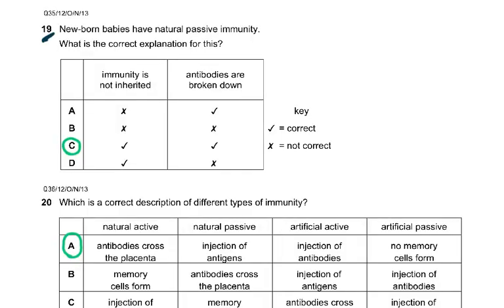Question 19. Newborn babies have natural passive immunity. What is the correct explanation for this? When a newborn baby is born, they get ready-made antibodies from their mother. So the immunity is not inherited in their genetic coding or in their chromosomes. So it's not inherited. What is the correct explanation for this? So, number one, immunity is not inherited. Number two, antibodies are broken down.